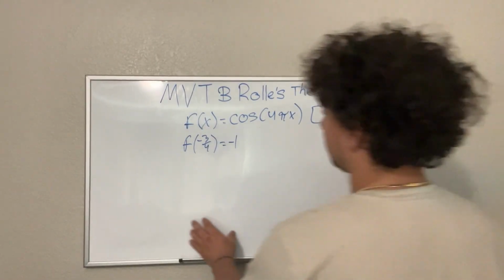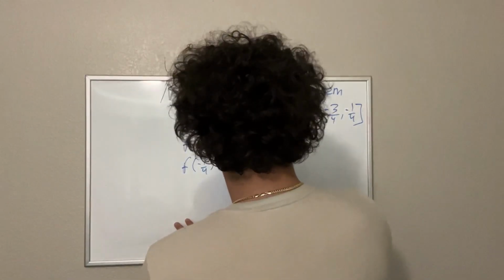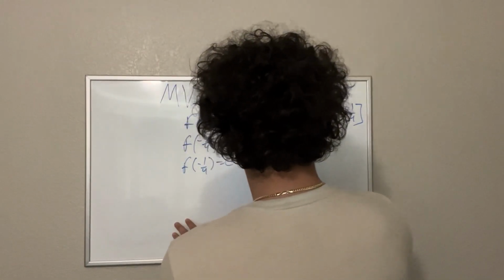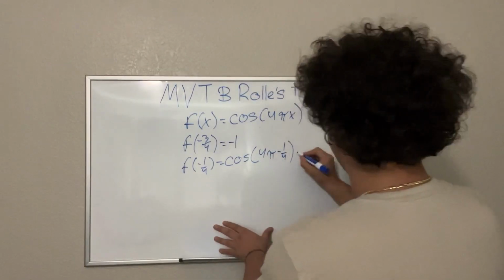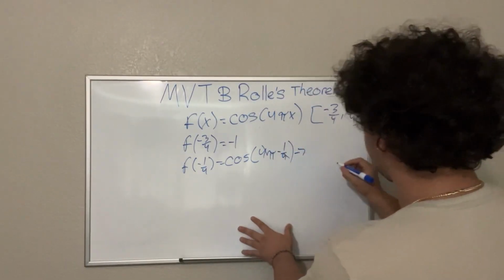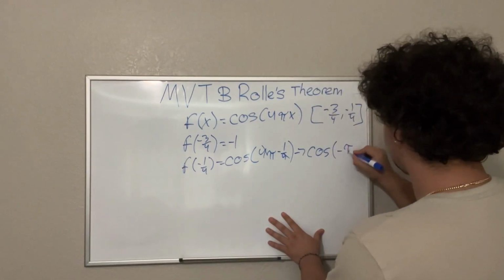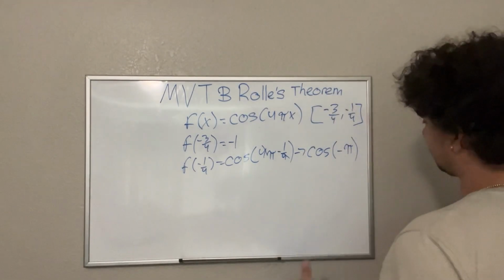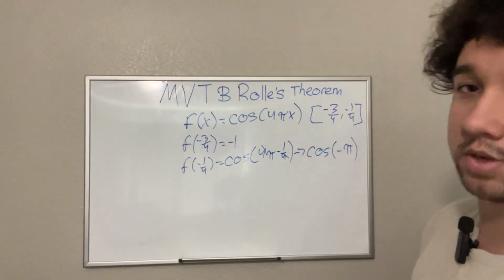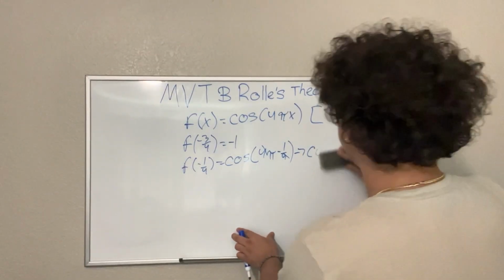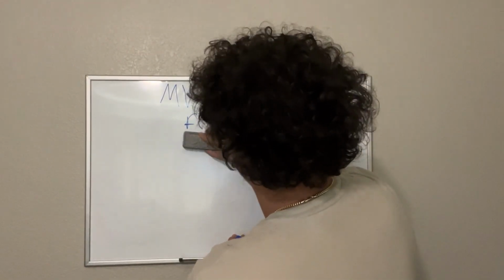All right, round 1 complete. Now I have to do the same thing for the other one. f of negative 1/4 is equal to cosine of 4 pi times negative 1/4. Again, these cancel out, so this is equal to the cosine of just negative pi. And this brings us to the exact same point, because negative pi is pi. What is cosine at pi? Again, negative 1. So in other words, Rolle's theorem is in play.